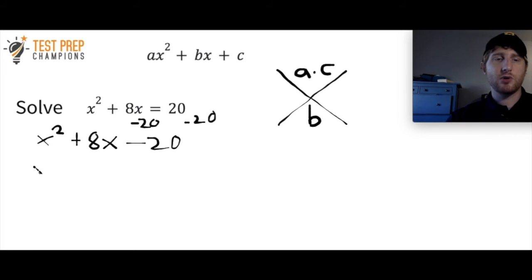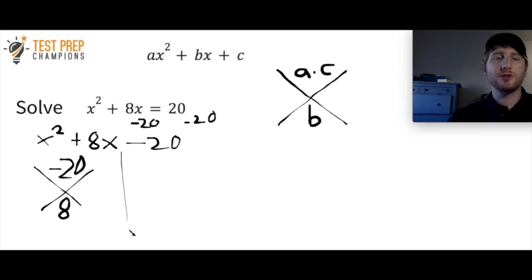Okay, so now to work our way through the question, we're going to use the same process as always. So we have x squared, where the a is going to be 1, times our c, which is minus 20. So minus 20 is going to go up top here. So a times c gives us minus 20. Now our b is just 8, so I'm going to put an 8 down here.